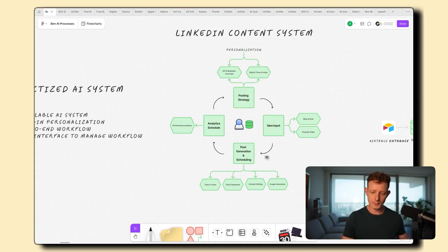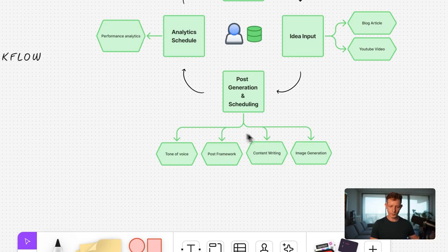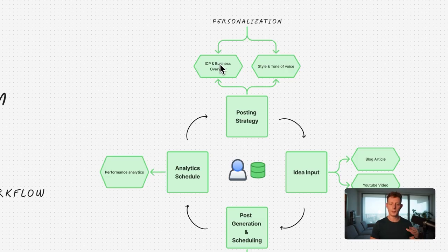Then the next part is going to be the post generation and the scheduling. Now, in the post generation, we want the system to be able to do a few things. Of course, it has to be able to write the actual post. It has to be able to generate images. It also should include the tone of voice of the company and probably the business context of the company. So it adapts it to their specific tone of voice.